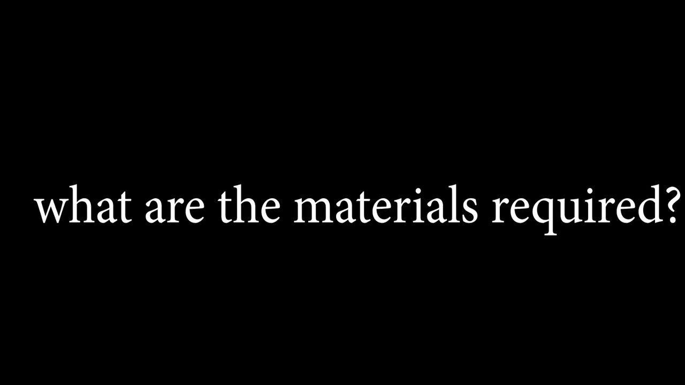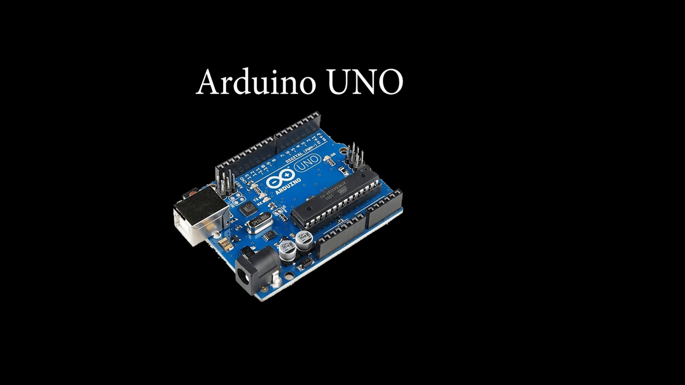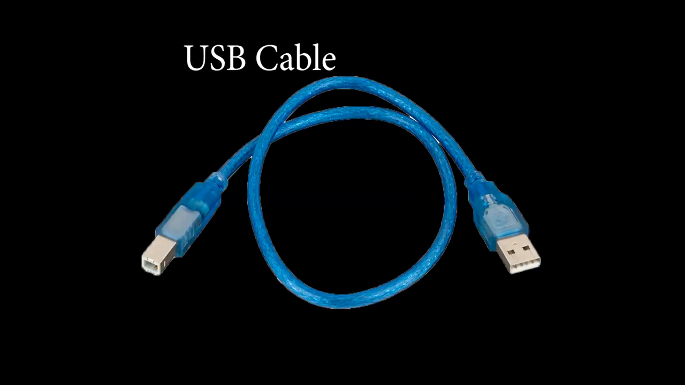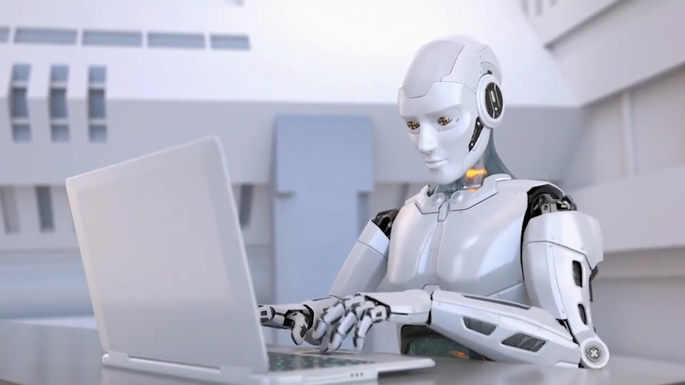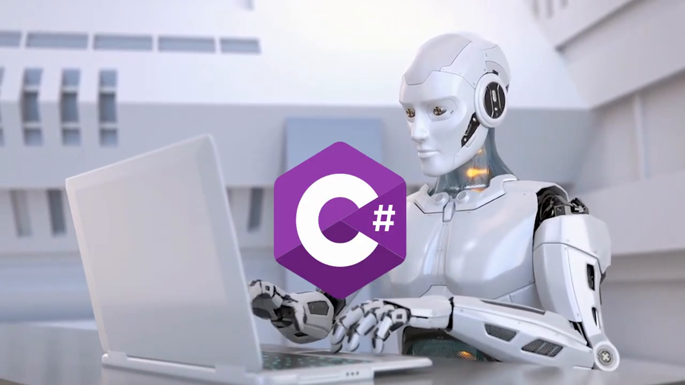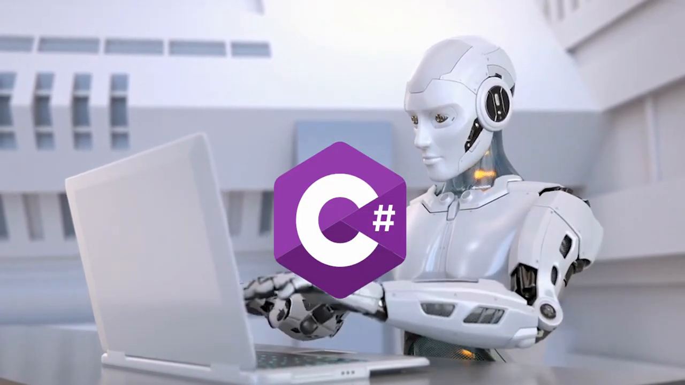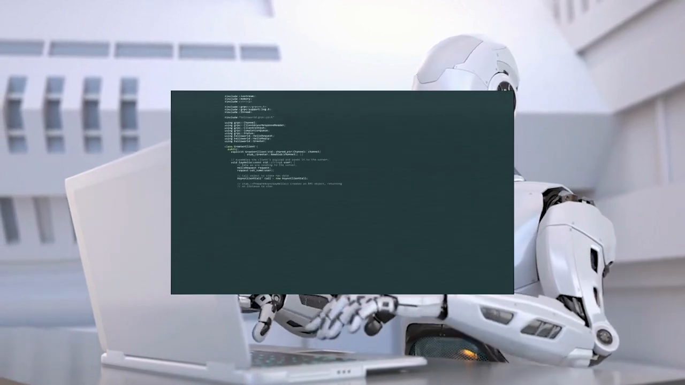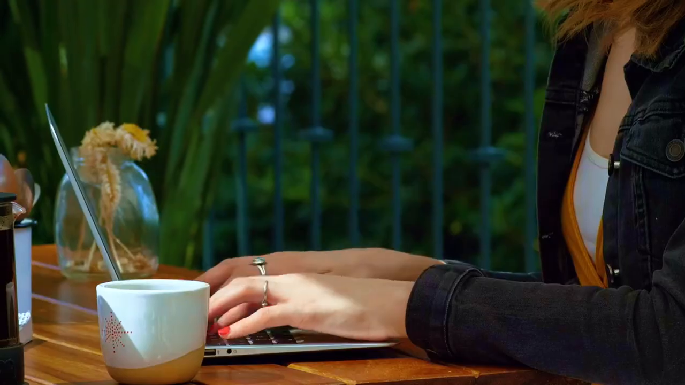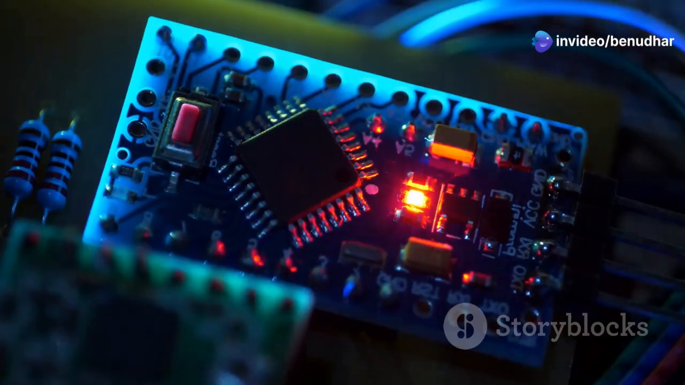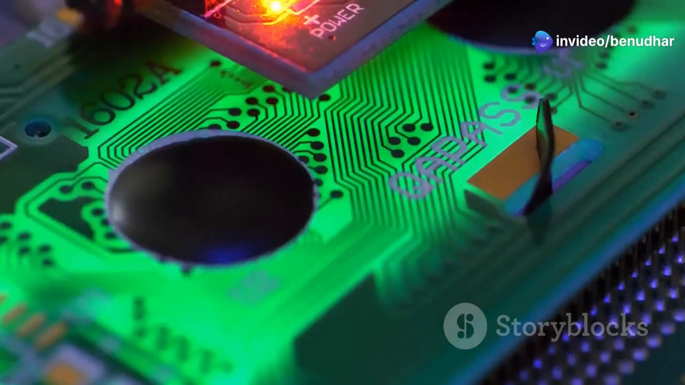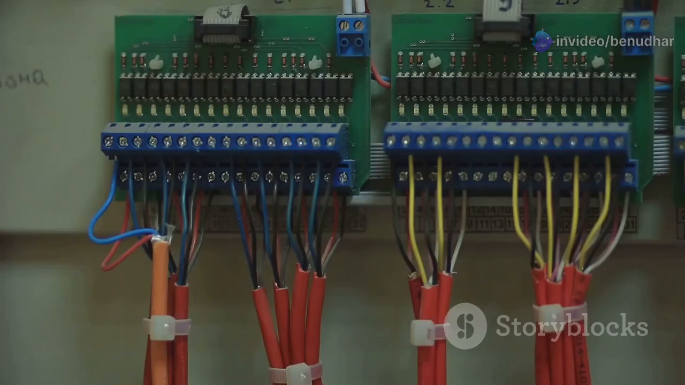Here is what you will need for this project: an Arduino Uno, a USB cable, a Windows PC with Visual Studio 2022 installed, and of course, some basic C# and Arduino knowledge. We will be using serial communication to control the digital pins of the Arduino. Let's begin with the Arduino code. This code listens for the serial command and turns on or off the digital pins based on the commands.